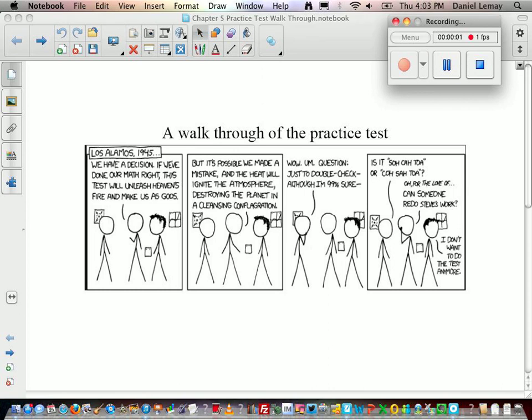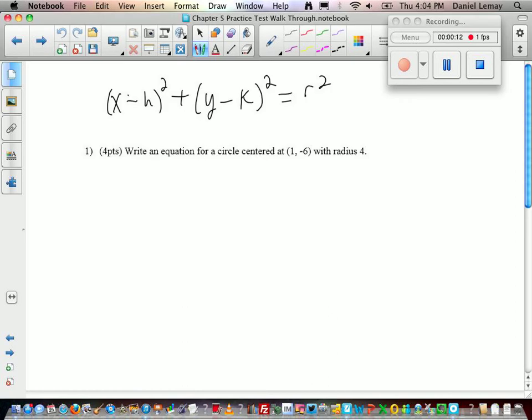So here's that take-home test that you got in class. I'm going to do these answers for you, so you can do this weekend. So let's see. Question number 1.